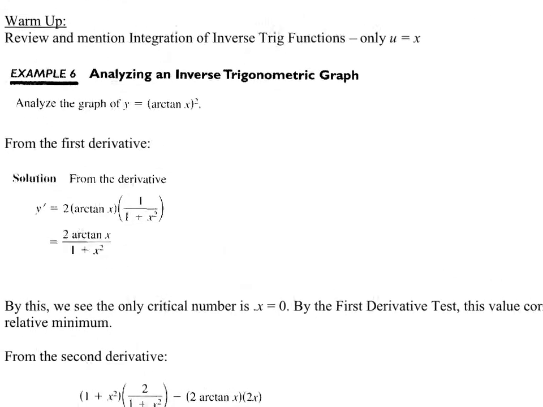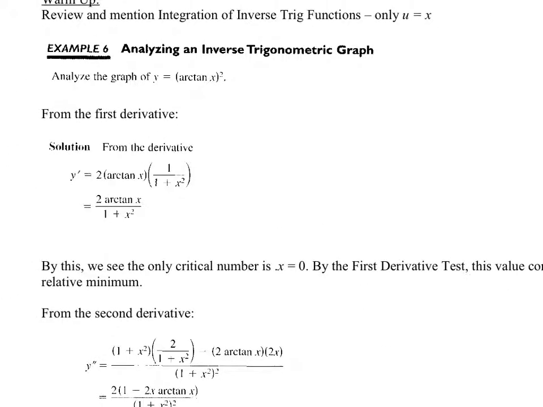Alright, so what I want to look at with you today is just a couple of examples using these inverse trig functions. So the first thing that we're going to do, it's actually already worked out here, but I just want to walk through the analysis here. We have an inverse trig graph of arctangent of x squared. Okay, now notice it's not x squared, it's the arctangent that is being squared here.